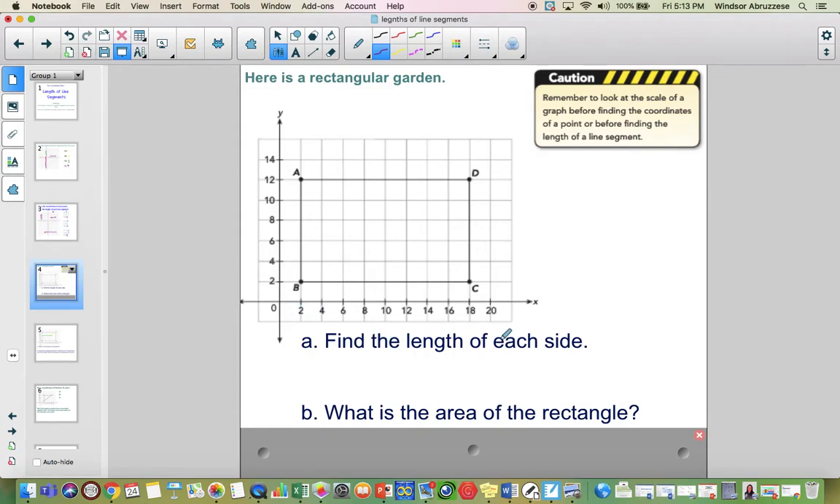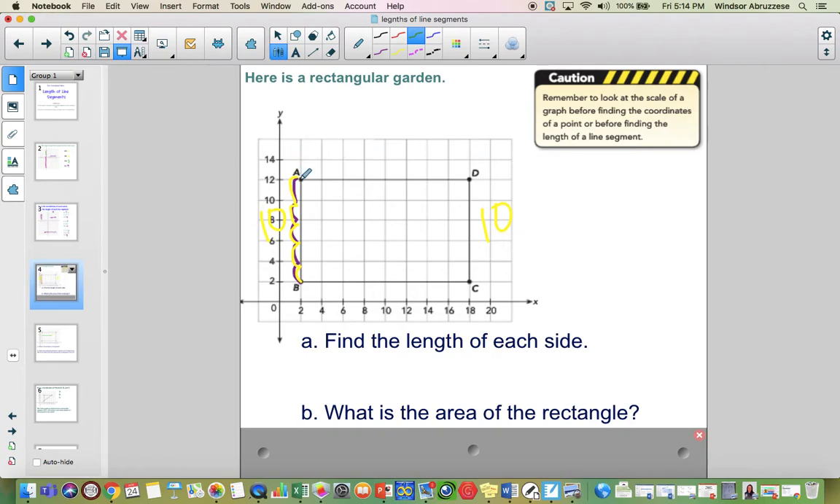So it says find the length of each side. Okay, so we're going to take this rectangle and find the length. Let's do AB first. So again, look, I'm going one box, 2 boxes, 3, 4, 5. But did I really go a distance of 5? No. I went 2, 4, 6, 8, 10. AB is 10 units, which means what's the length of DC? Also 10. Now let's do AD.